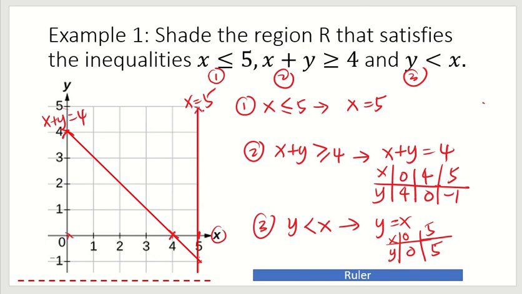Then you make another straight line. Where is your straight line? Then this is a dotted line. You know why? Because it doesn't have equal. It's only less. So this is your other line. Remember to label. This is y equal to x.